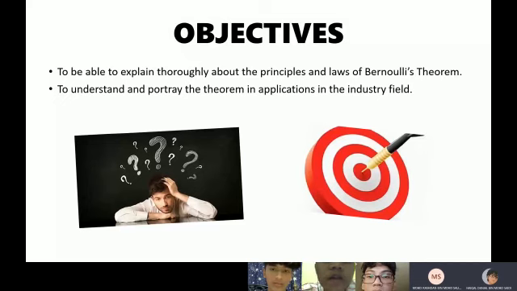Okay, for the objective, we are able to explain thoroughly about the principle and laws of Bernoulli's theorem and to understand and portray the theorem in application in the industry field.